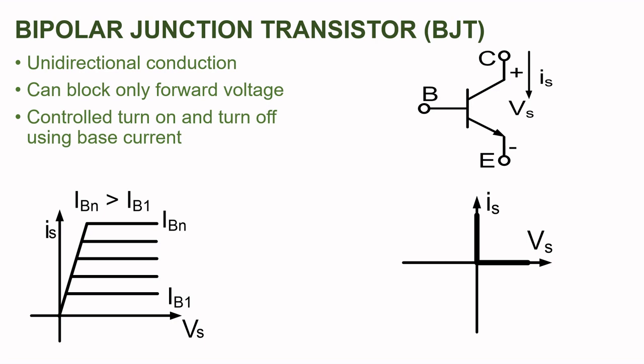The VI characteristics of BJT are as shown in the figure. These VI characteristics can be divided into three different regions, namely active region, cutoff region, and saturation region. When we are going to use BJT as a power electronic switch, we will be working only in the saturation region and cutoff region. We will not be using the active region of the BJT. Active region of the BJT is mainly utilized for the amplification purpose.